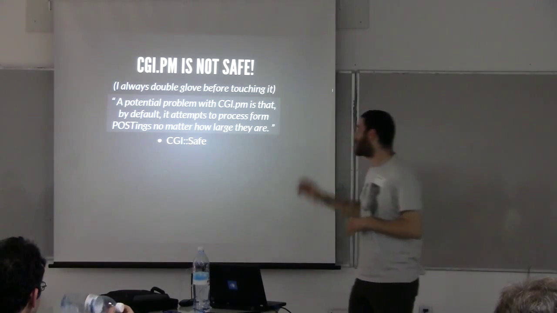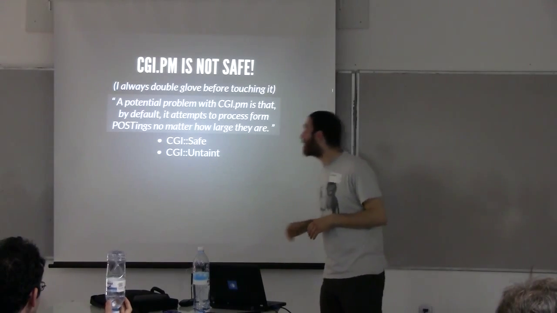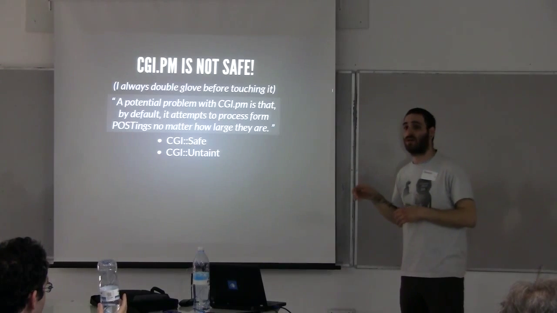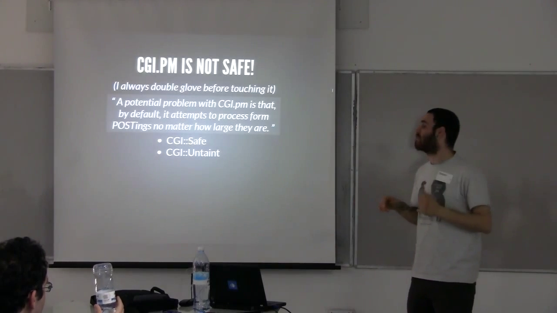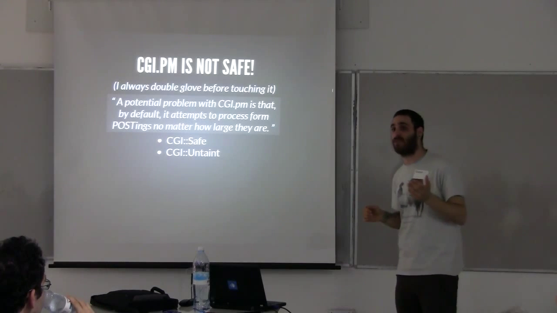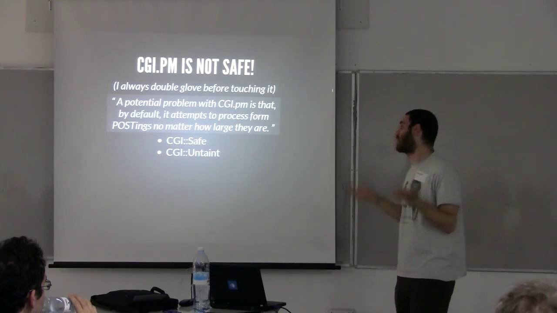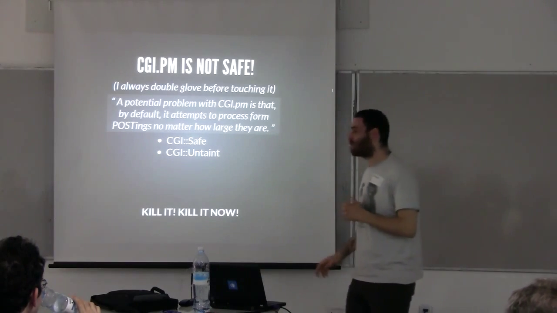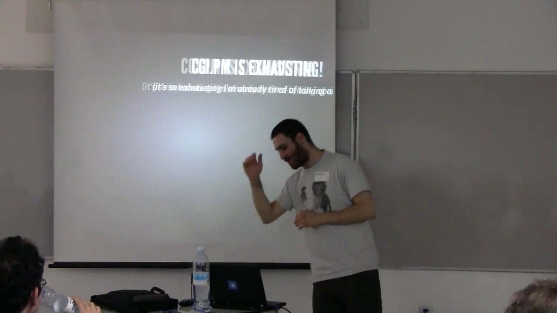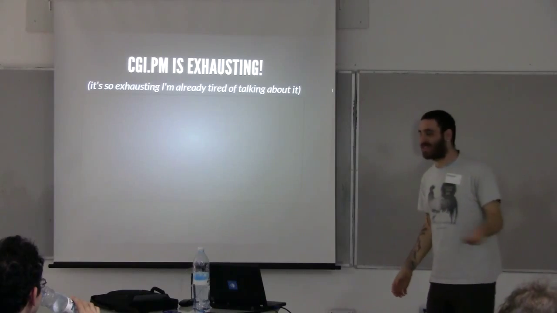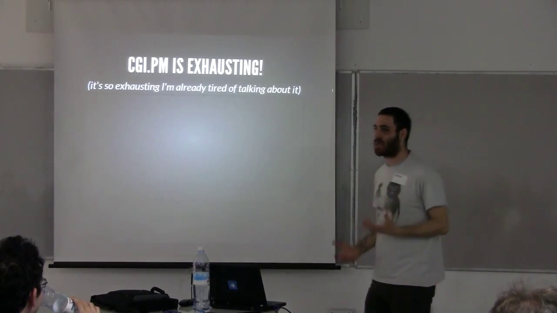So you have CGI::Safe and you have CGI::Untaint, and one of those was written by Ovid. So if he wrote one, it was worth writing. And if it was worth writing, I wouldn't use CGI. So same solution, the only solution. And CGI.pm is so exhausting, I'm already tired of talking about it. It's really exhausting to write in CGI.pm.